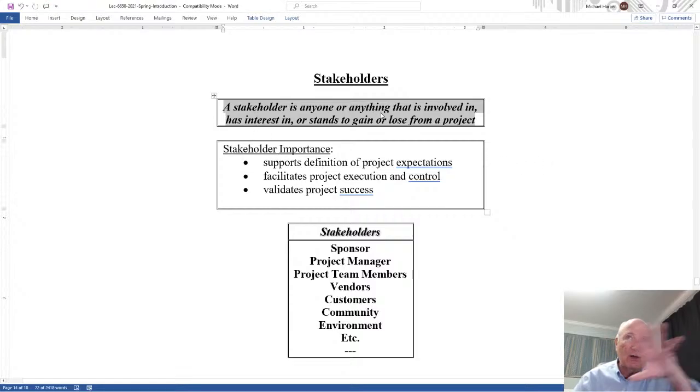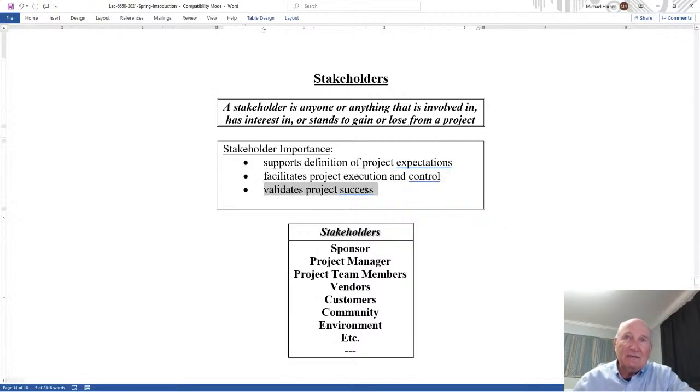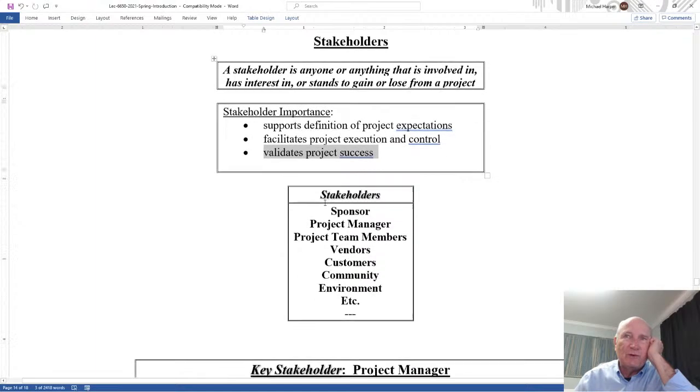The stakeholders, all of them, are important because the stakeholders will support the definition of the project expectations, because the stakeholder expectations essentially are the project expectations. They will facilitate project execution and control, because all the way through the project, the stakeholders are part of the execution and control of that project. And finally, a stakeholder will validate the project success. So before, during, and after, stakeholders are extremely important.